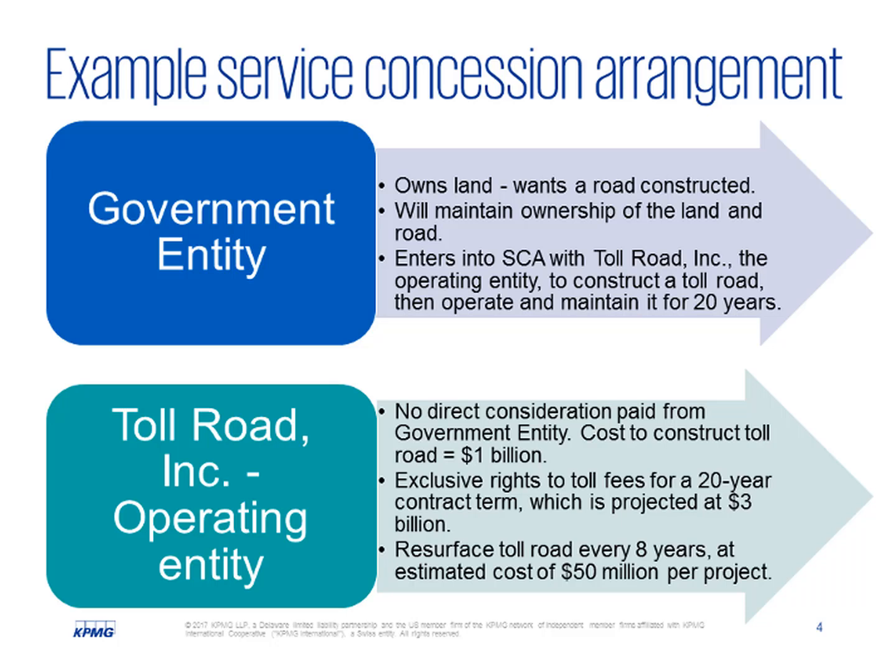Toll Road Inc. will construct a toll road and operate it for a period of 20 years. The operating entity will receive no direct compensation paid from the government entity, and the cost to construct the road is $1 billion. The operating entity has the exclusive rights to toll fees for the 20-year contract term, which is projected at $3 billion. The road will require resurfacing every 8 years at an estimated cost of $50 million per project.